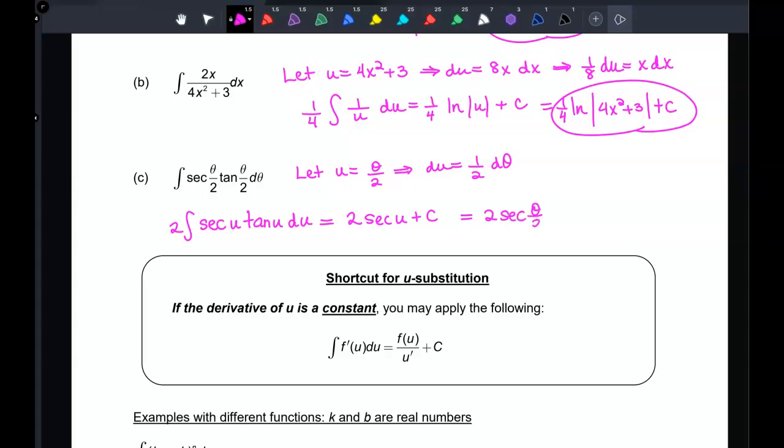What? Wait, I'm low-key understanding it now. Okay.